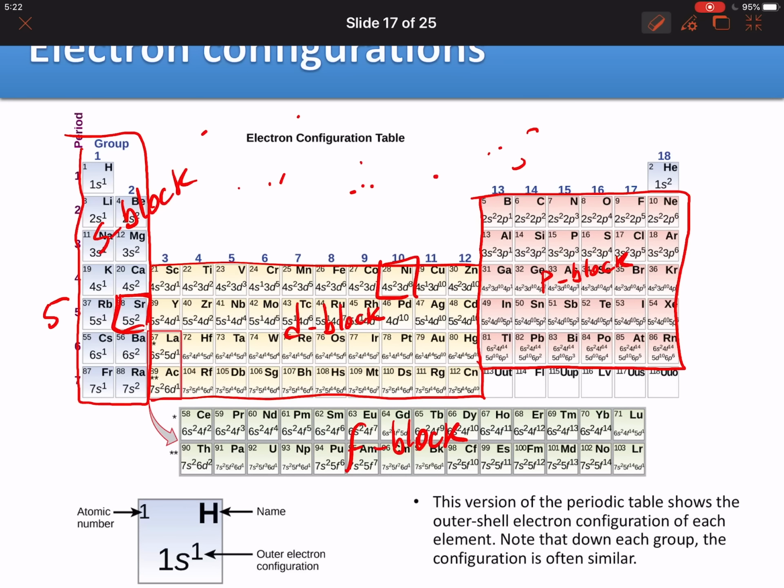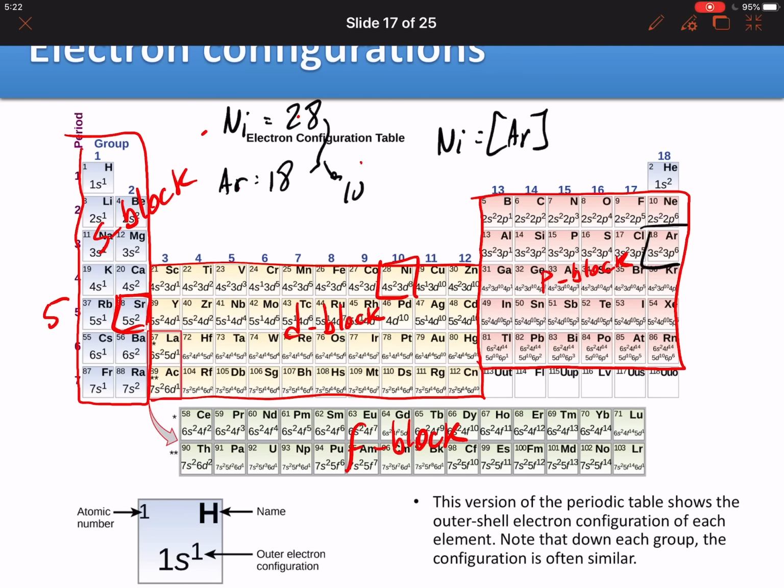If we do nickel, nickel is 28. The previous noble gas for nickel is argon. Argon is 18, so nickel is going to be equal to argon, and 28 minus 18 leaves 10 electrons to go.